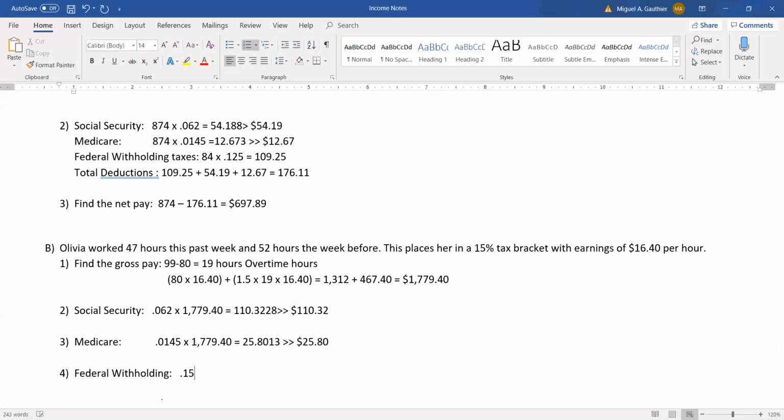And in this case, they're in a 15% tax bracket. So we're going to do 0.15 times 1,779.4. Now, I just made that number up for example. Maybe right, maybe wrong. It's just an example. So 0.15 times 1,779.4 equals $266.91.